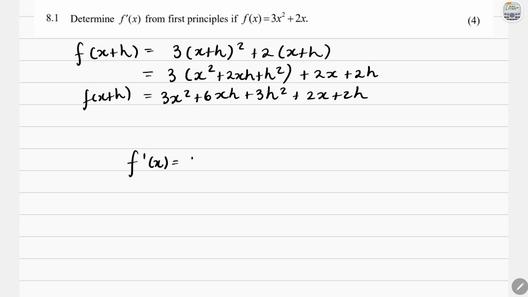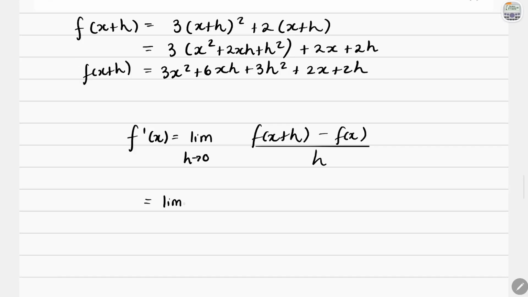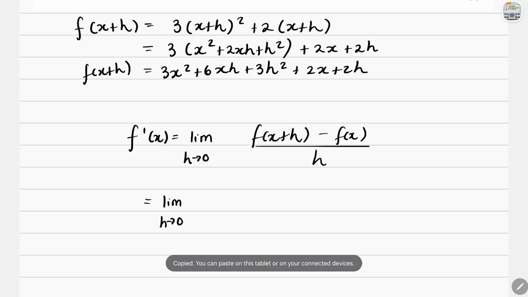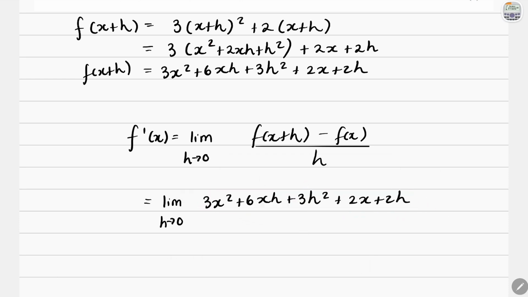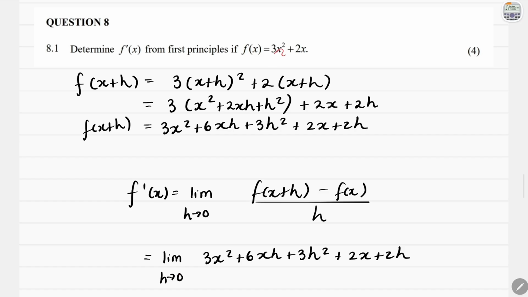F prime of x is equal to the limit as h approaches 0 of f of x plus h minus f of x over h. So this is equal to the limit as h approaches 0, and f of x plus h is all of this that we just found. We've already expanded it, and we're going to subtract f of x. You can choose to say minus and then put a bracket so that it applies to both terms, but we could also just see this as distributing it in.